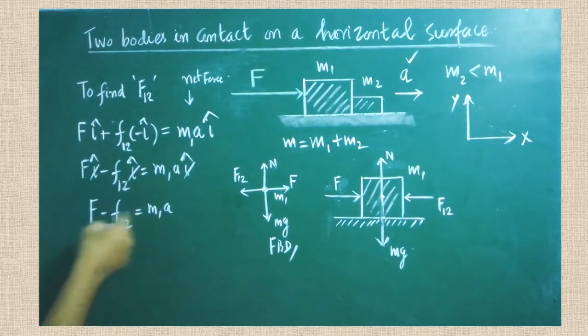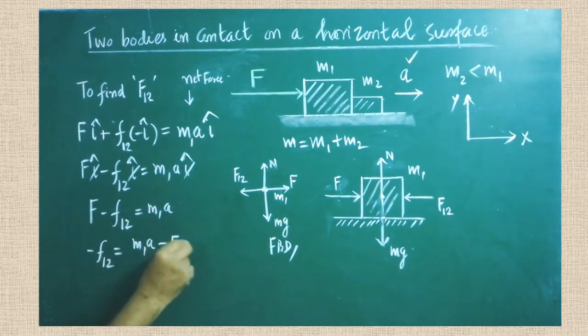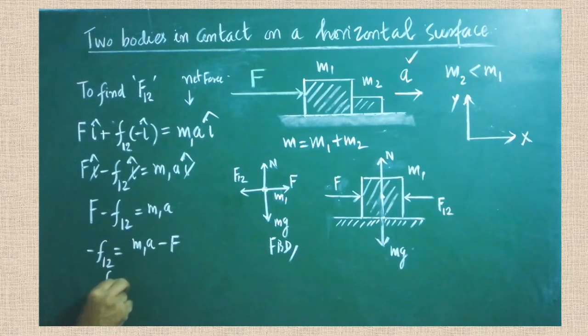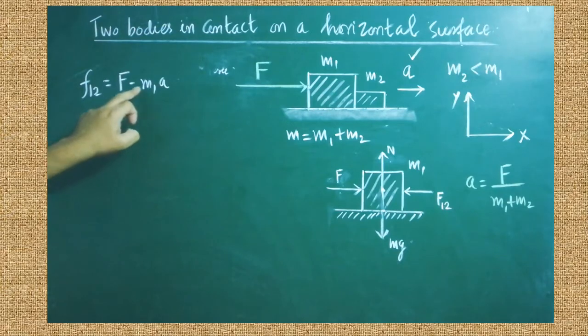Are you clear? So how will you write it further? What is required here? F12 is required. F12, minus, here a minus sign is there. How will you remove the minus sign? First write step by step. Minus M1A, if it is brought to this side, this one becomes F. Change the sign. F12 is equal to F minus M1A. Here, the previous equation is written. Previously, we derived this final equation as F12 is equal to capital F minus M1A.